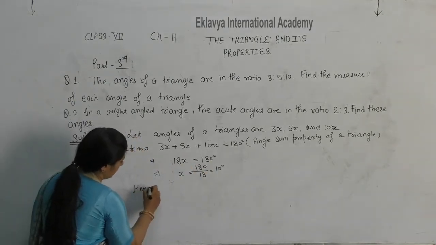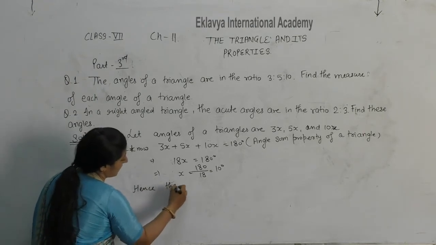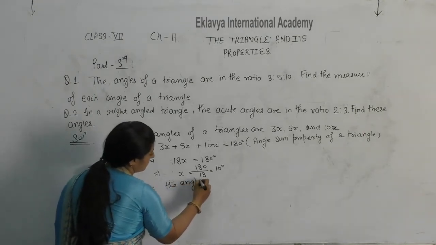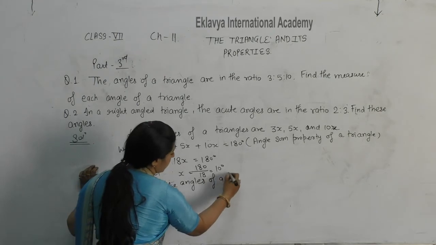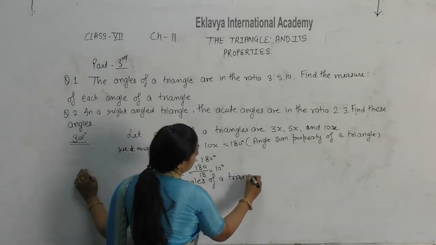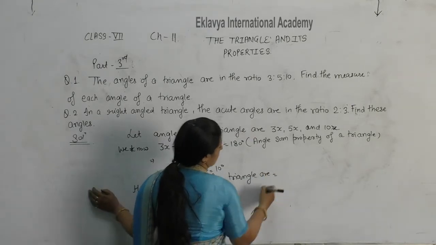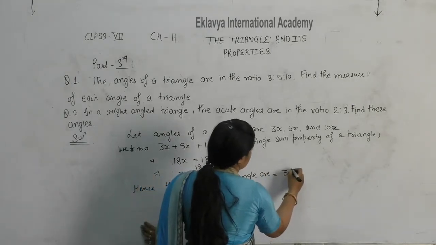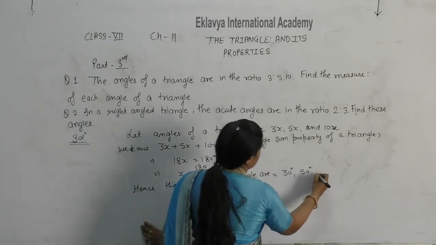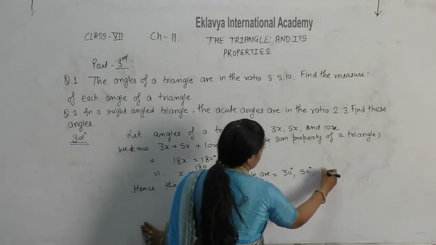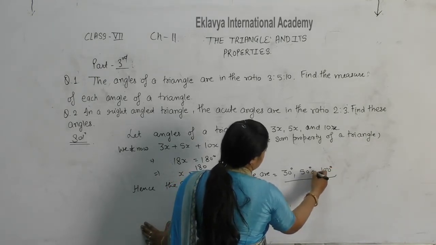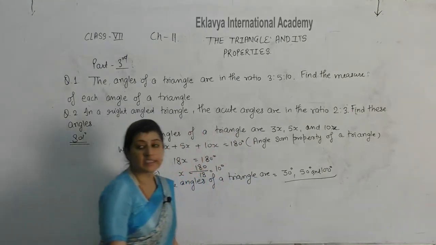Hence, or therefore, the angles of a triangle are 3 into 10, 30 degree, 5 into 10, 50 degree and 10 into 10, 100 degree. This is one of the methods.